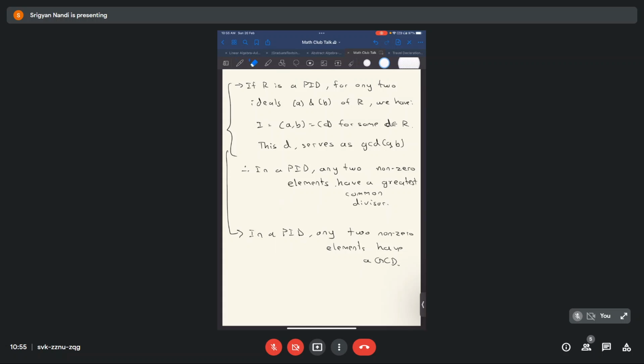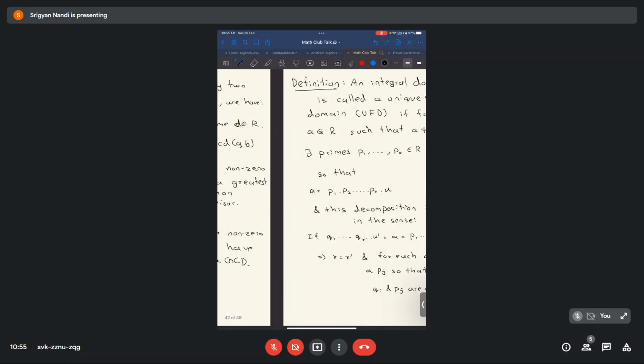So I seem to have accidentally stated this again. So yeah, we have the following. I don't know why I had to write this again. So yeah, in any PID, any two non-zero elements have a greatest common divisor.